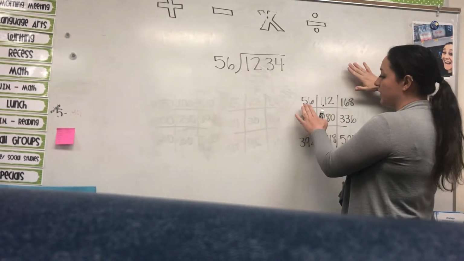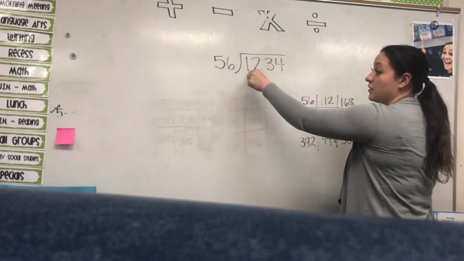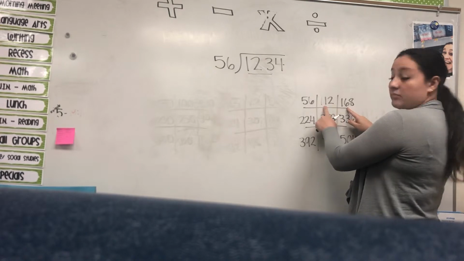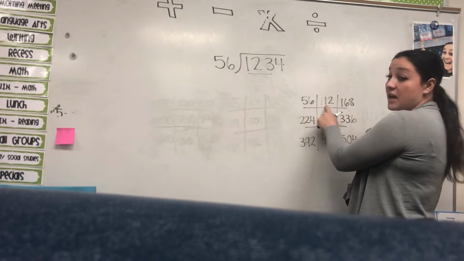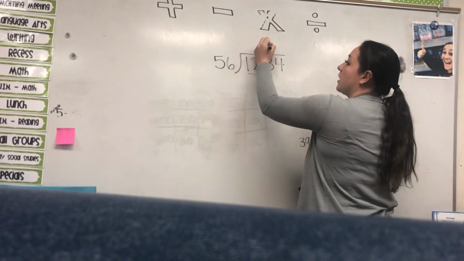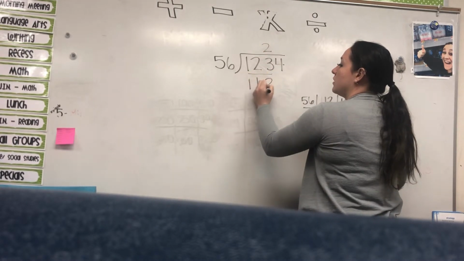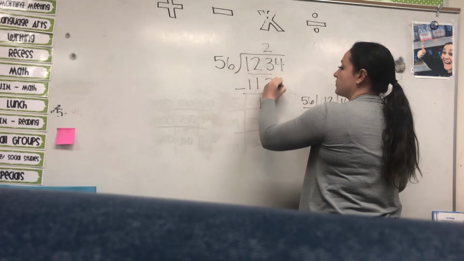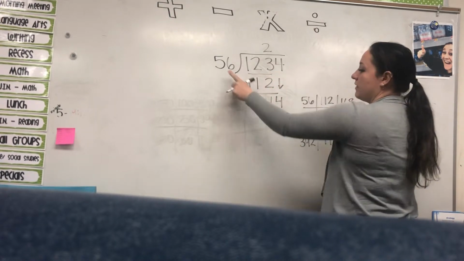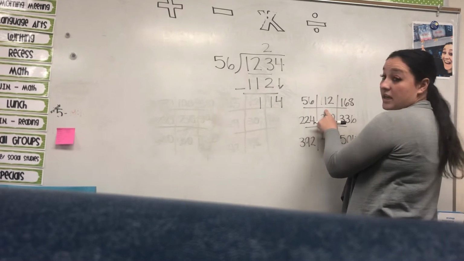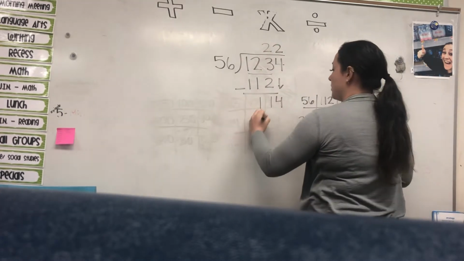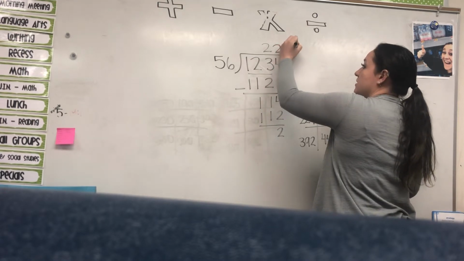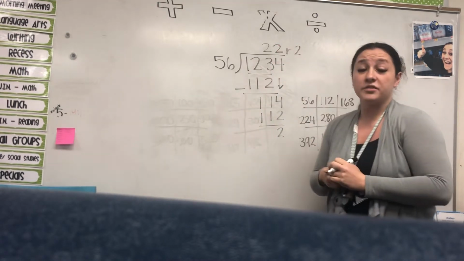And I tell them they have to find the number that is closest to 123 without going over. So they'll look and they'll say, hey, 112 is it? That means 56 times 2 equals 112. And then we'll proceed to do the math like we normally do. Okay, again, can 56 go into 114? It can, 2 times. Nothing else to bring down, so my answer is 22 remainder 2.